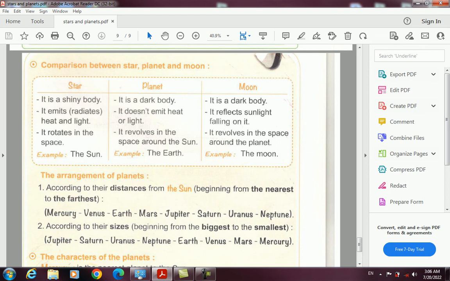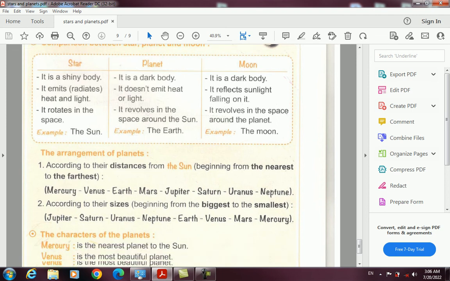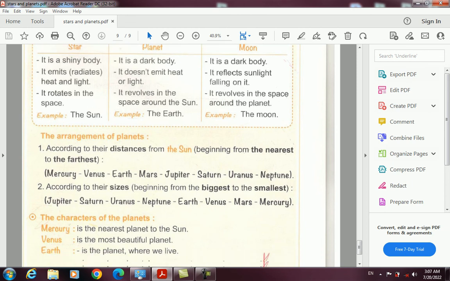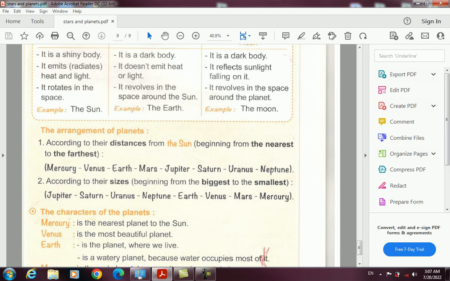And for a little review, the arrangement of planets. Number one, according to their distance from the sun, beginning from the nearest to the farthest, we find the following: Mercury, Venus, Earth, Mars, Jupiter, Saturn, Uranus, and Neptune. Number two, if we arrange them according to their sizes, from the biggest to the smallest, we find Jupiter, Saturn, Uranus, Neptune, Earth, Venus, Mars, and Mercury.